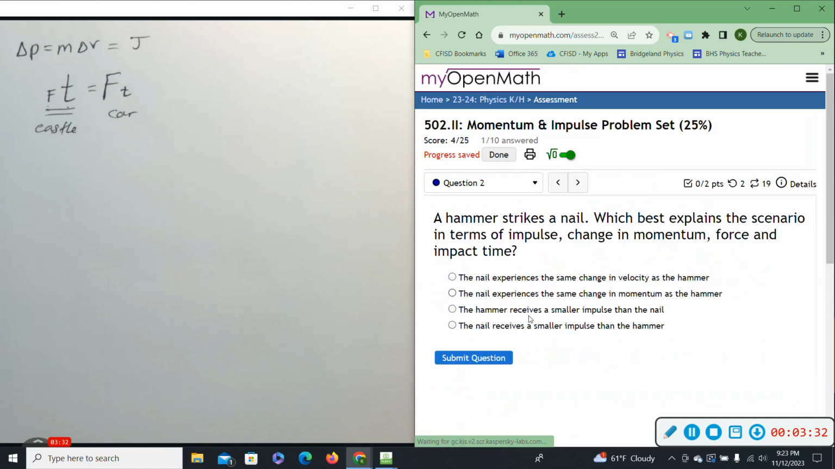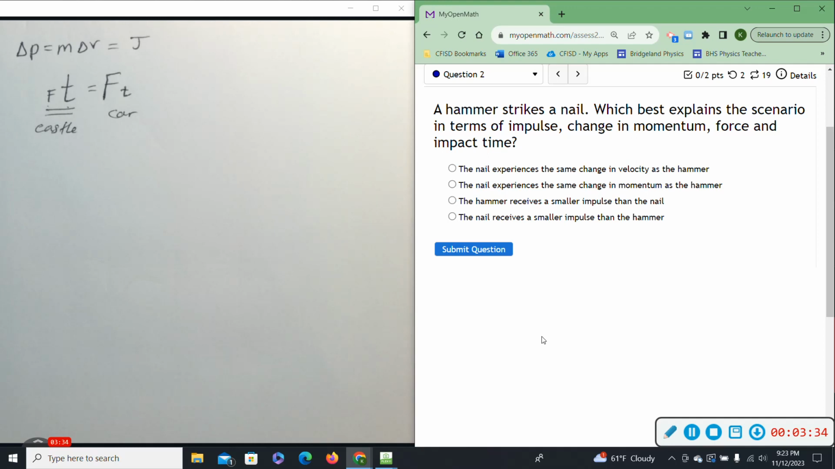All right, let's look at the next question, question 2. A hammer strikes a nail. Which best explains the scenario in terms of impulse, change in momentum, force, and impact time? Our options here are: the nail experiences the same change in velocity as the hammer; the nail experiences the same change in momentum as the hammer; the hammer receives a smaller impulse than the nail; the nail receives a smaller impulse than the hammer.